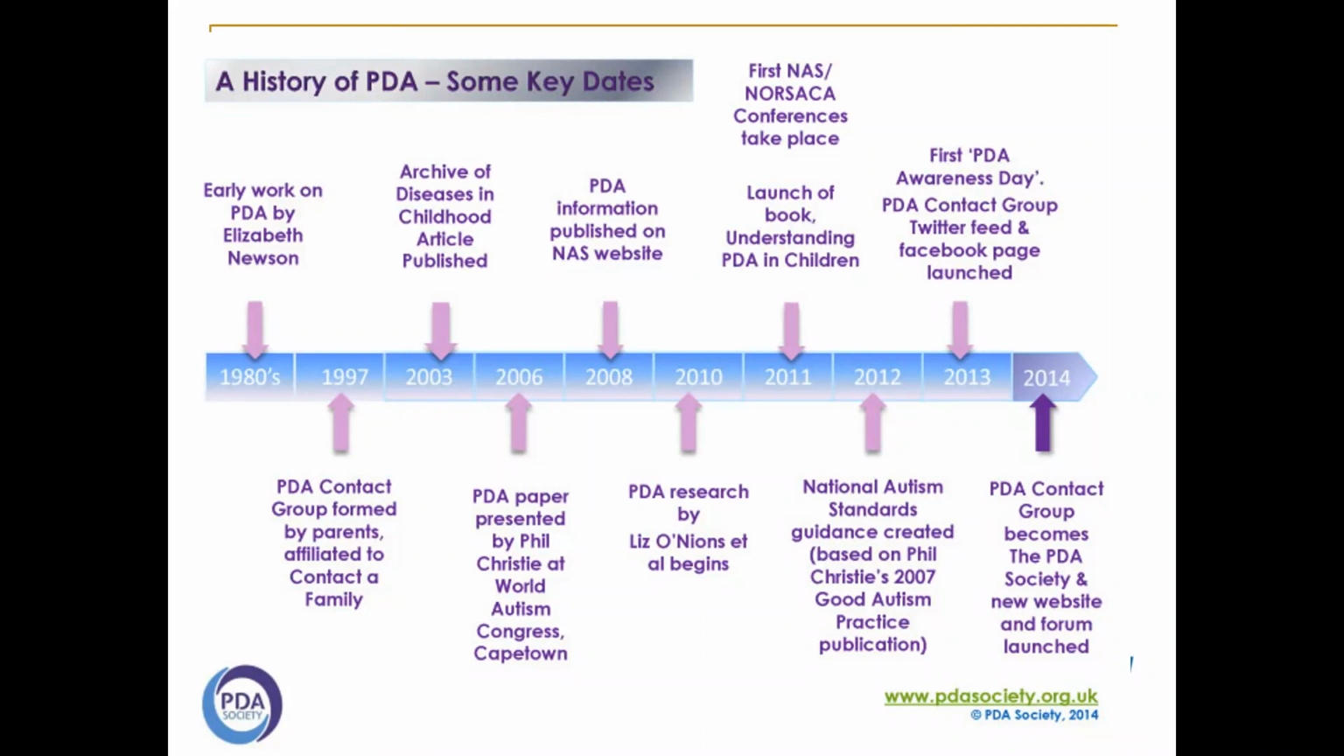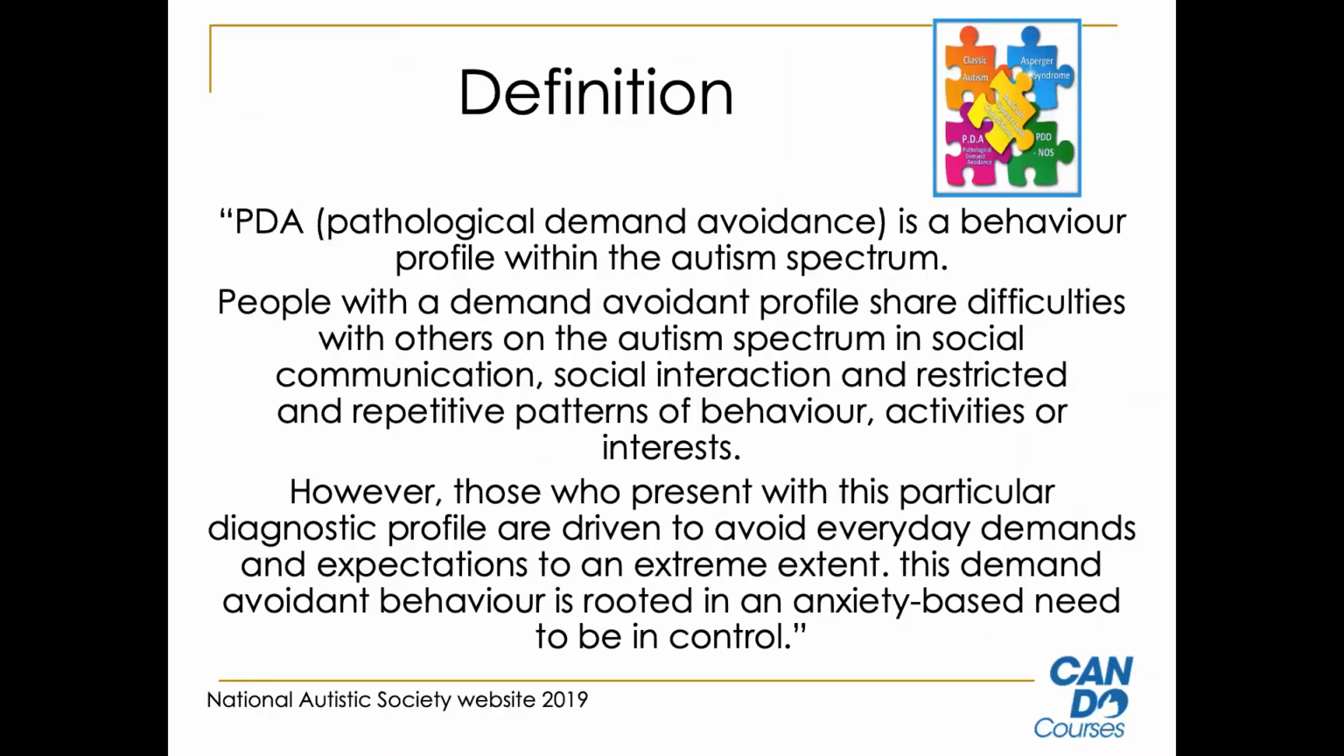So when we're looking at a formal definition, this is from the National Autistic Society's website. And they change this regularly, so this is the latest version that was up there. Basically, they're putting it down as a behaviour profile within the autism spectrum, so it comes under that umbrella of autism. But the challenge is people with PDA have difficulties in certain areas, but similarities in others.